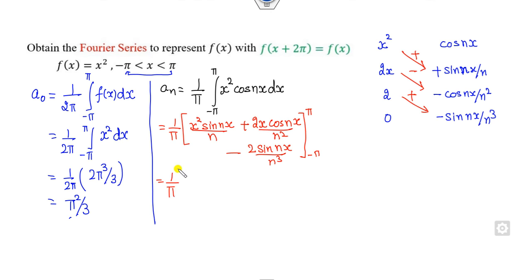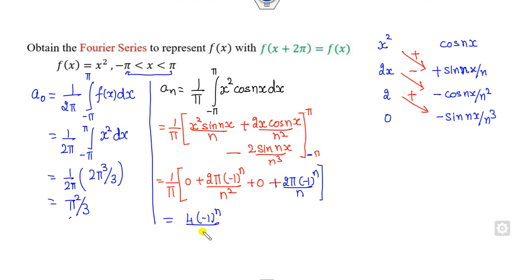So it will be 1 over pi. When I substitute pi, sin n pi is 0, cos n pi will be 2 pi minus 1 raised to power n over n square, sin n pi is 0. Minus, if I substitute the lower limit, again sin n pi is 0, cos n pi is minus 1 raised to power n, sin n pi will be 0. So it will be 4 times, and the 4 pi will be cancelled out. This is the an.